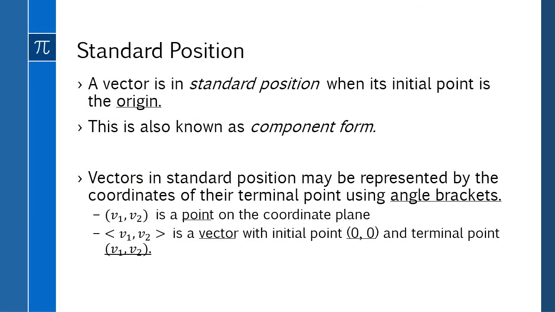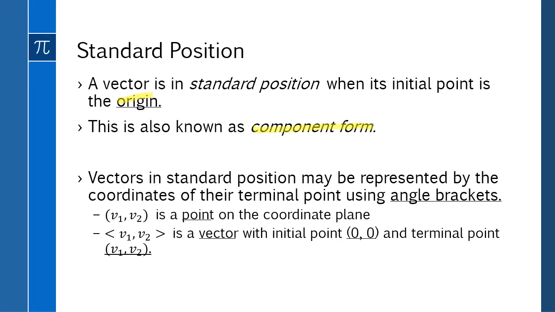Now, we want to standardize vectors a little bit. So instead of having these arrows drawn all over the graph, that could be rather inconvenient if you started and ended at some large numbers. We're going to stick these onto the origin. So a vector is in standard position when its initial point is the origin. So remember that I said in the last video, the vector is the same as long as it has the same length and the same direction, no matter where it starts and ends. So we are going to be picking up these vectors and moving them so that by default they start at the origin. And this is also known as component form.